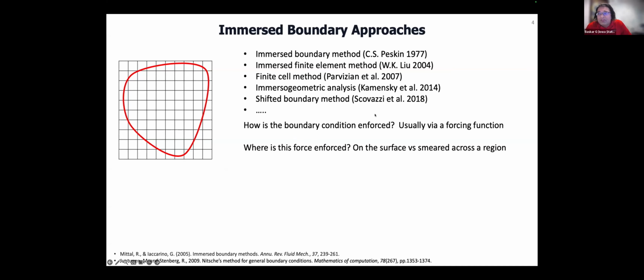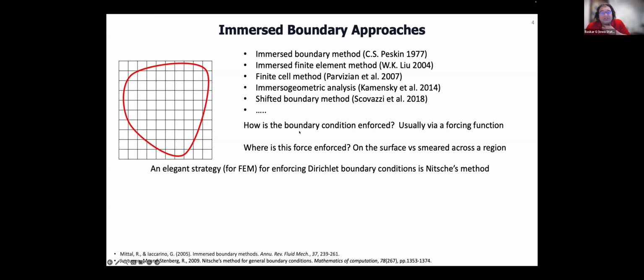So either on the surface or smeared, and there's a whole family of methods starting from 1977, Peskin's method of immersed boundary methods, all the way through various variants, right? So an elegant strategy, right? That has been very powerfully used in a variety of finite element based approaches, in enforcing these Dirichlet boundary conditions using a Dirichlet to Neumann transformation called Nitsche's method, right?